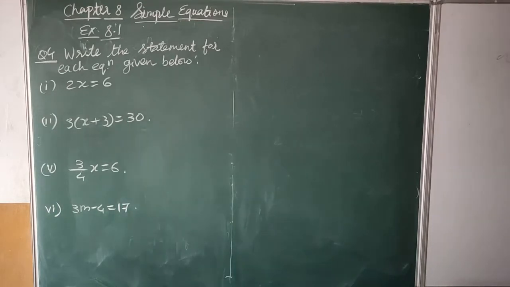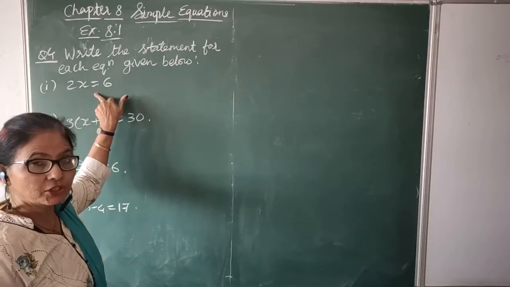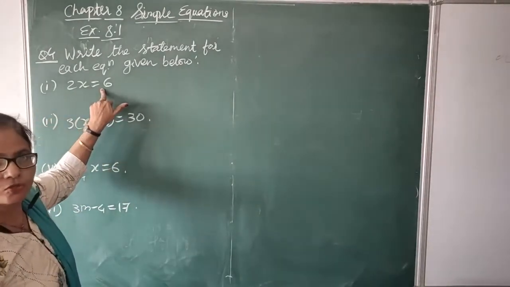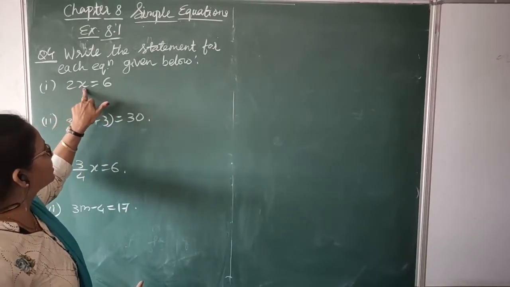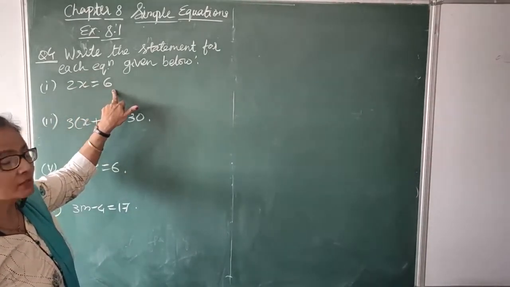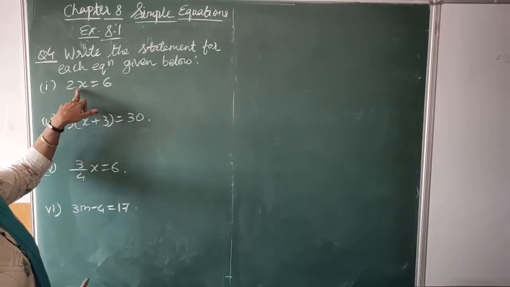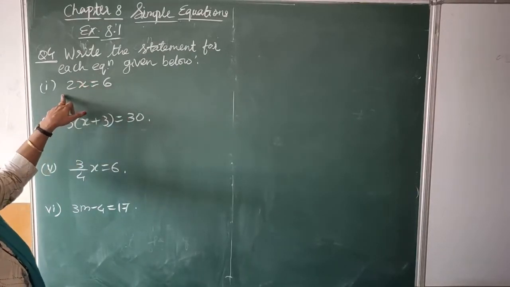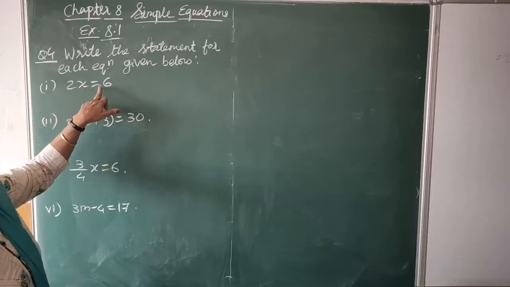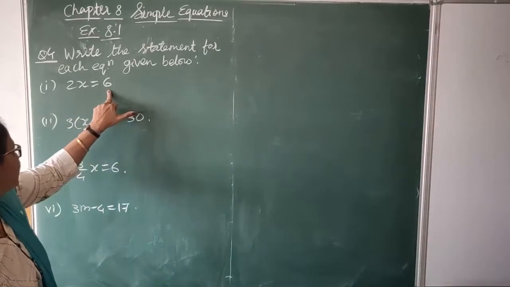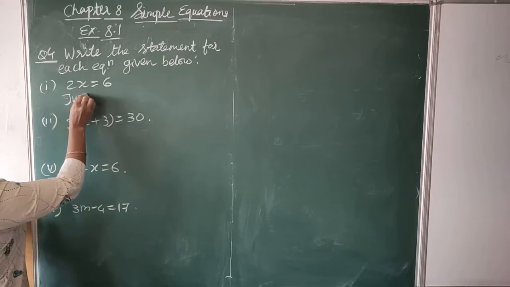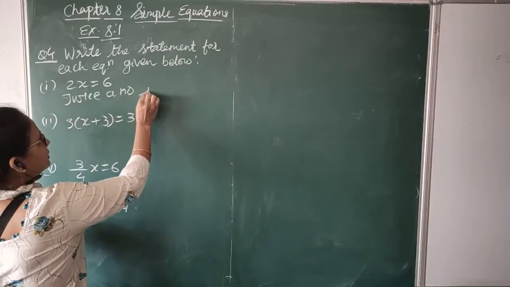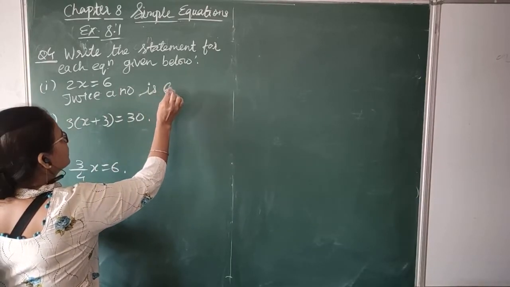Now see children, there are many ways to write an equation in statement form. Let's see how. The question is 2x is equal to 6. Someone can write 2 times x, or 2 times a number gives 6. Or you can write twice a number is 6. It's your choice, 2 times is twice. What is that number? X, we don't know. So twice a number is 6.